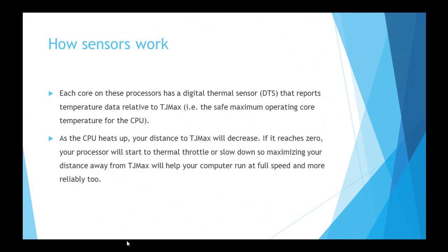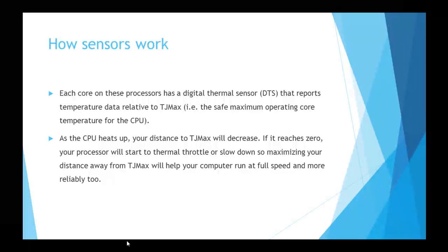How do sensors work? Each core on these processors has a digital thermal sensor, DTS, that reports the temperature data relative to TJ max, that is, the safe maximum operating core temperature for the CPU. As the CPU heats up, the distance to TJ max will decrease. If it reaches 0, your processor will start to thermal throttle or slow down. So maximizing your distance away from TJ max will help your computer run at full speed and more reliably too.